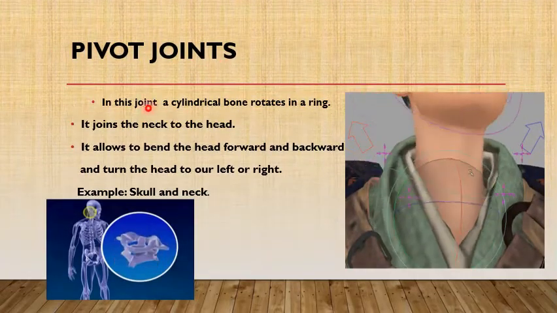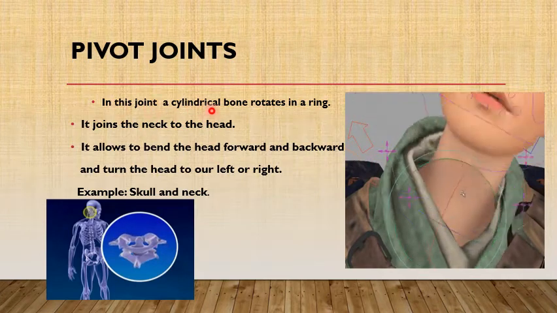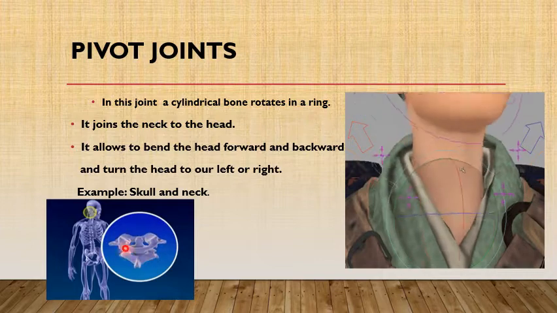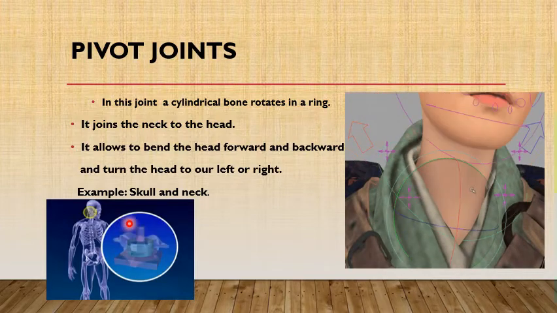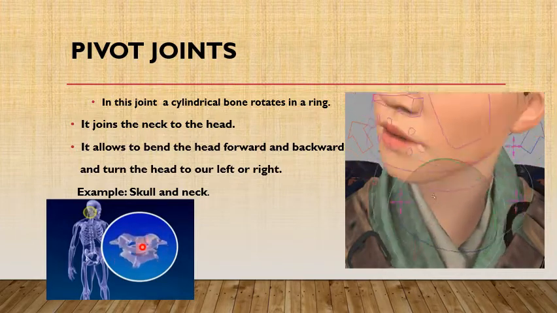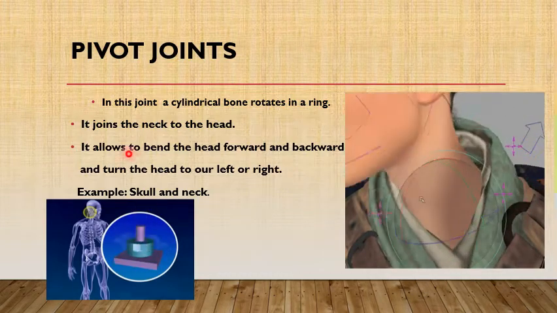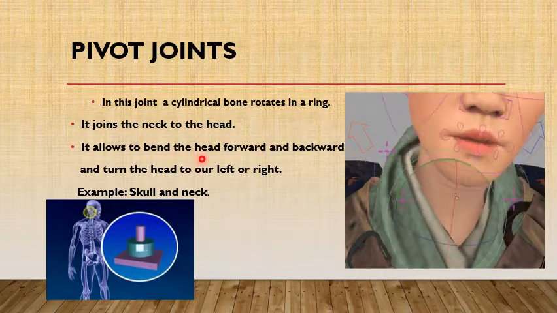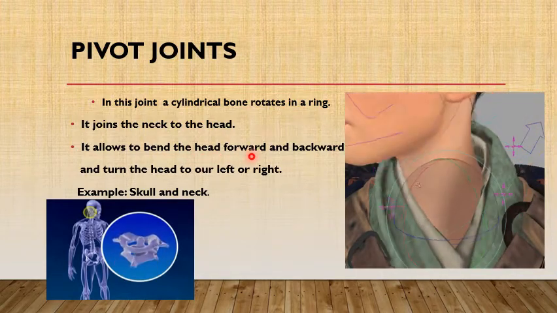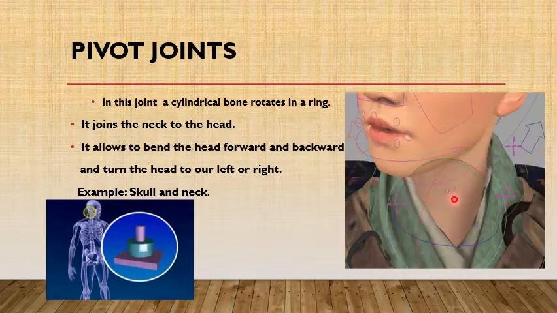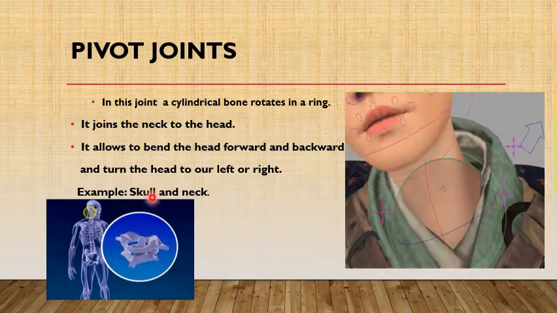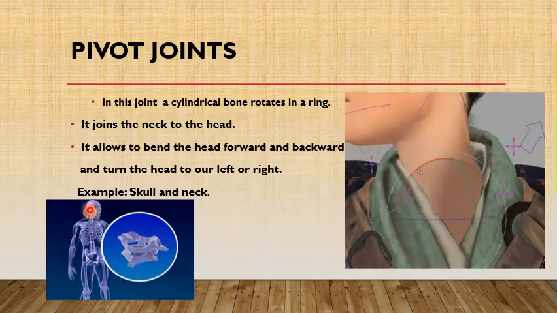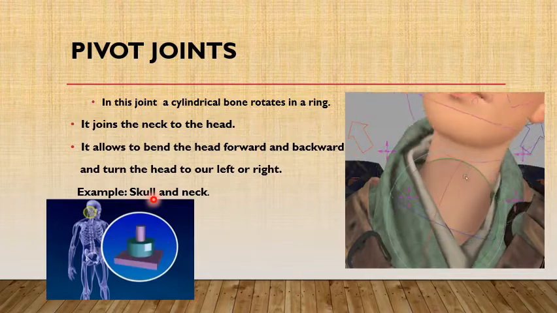Pivot joint. In these joints, a cylindrical bone rotates in a ring. As you are seeing in this picture, this is the ring, and at the center is the bone. So it joins the neck to the head. It allows you to bend the head forward or backward as you are seeing in this picture, and turn the head right and left. And this pivot joint is present only in the skull and neck.